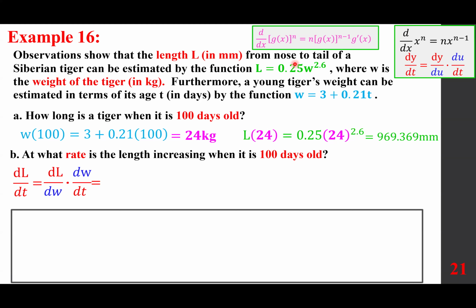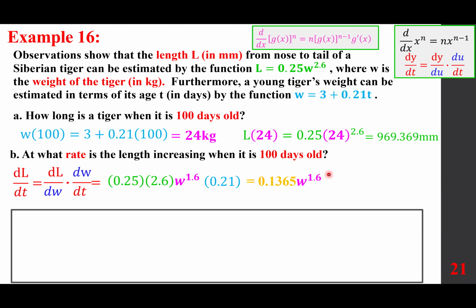So what is dL/dW? 0.25 times 2.6, W to the power of 1.6. So 0.25, the exponent becomes a coefficient, and then the exponent goes down by 1. So that's dL/dW. What is dW/dt? Simply 0.21. We can multiply the 3 numbers, 0.25, 2.6, and 0.21, and we get 0.1365 W to the power of 1.6.